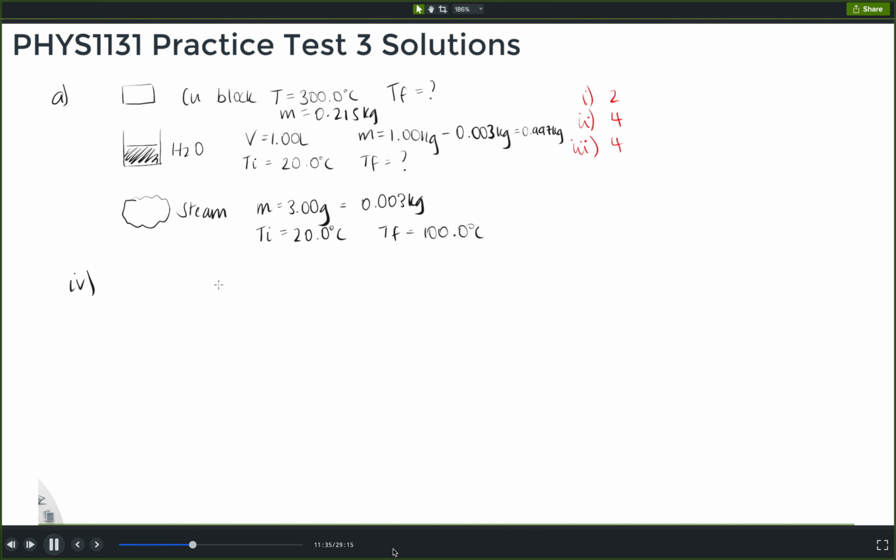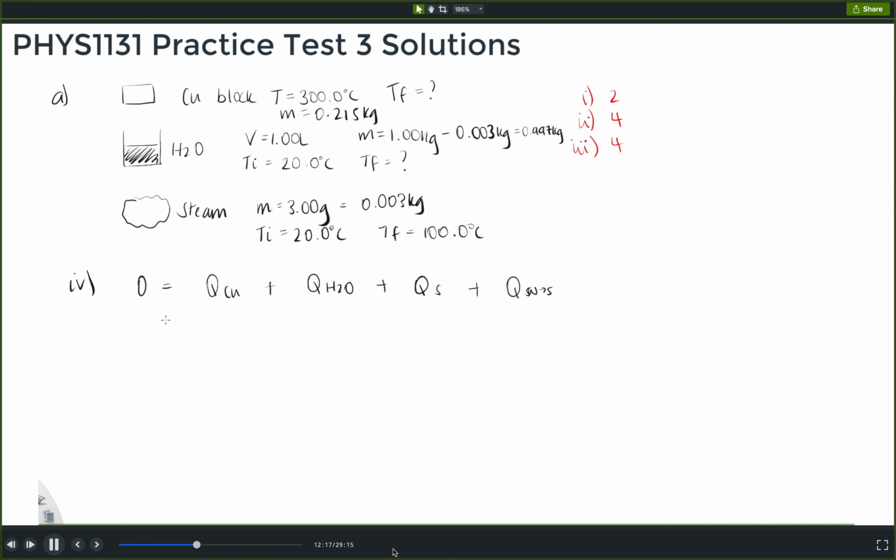So if we know that there's no energy being transferred between this system and the surroundings, then if we were to add up the heat transferred to and from all of these objects, they would end up being 0. So we say Q of the copper, or the heat transferred from the copper, goes into the original H2O to change its temperature, plus it goes into the steam component, plus it goes into converting the water from 100 degrees into steam at 100 degrees. So I'll say water to steam.